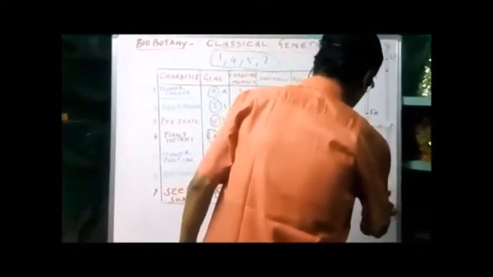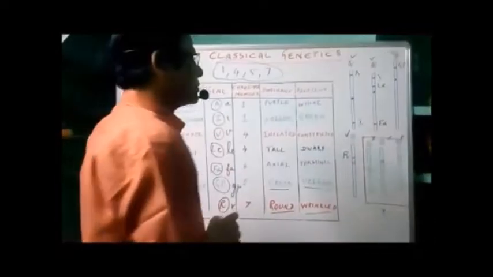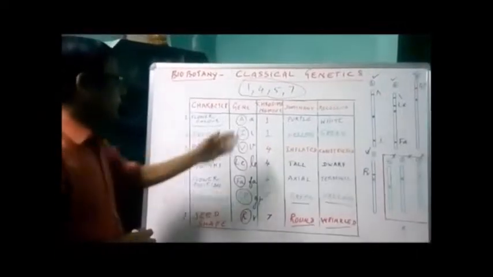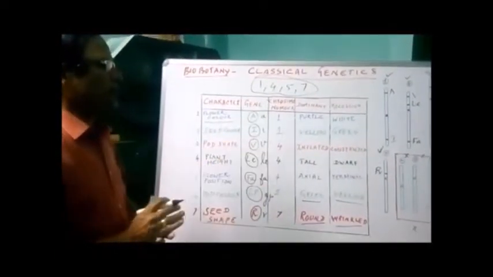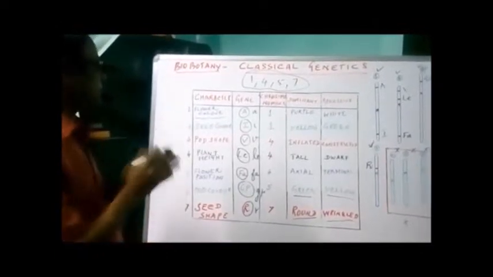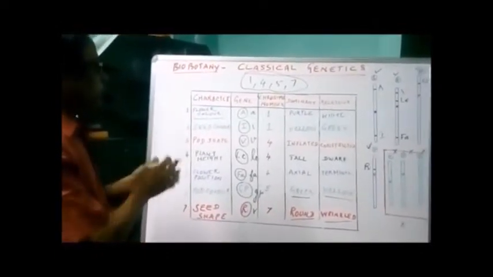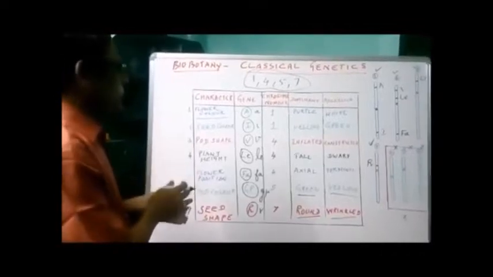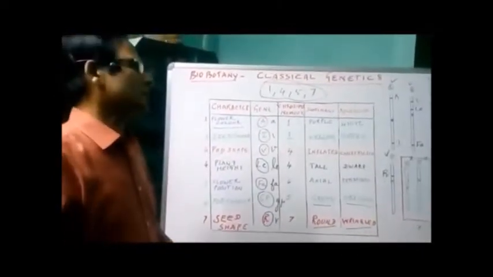I represented them in green color. So these are 3 chromosomes without any of these genes in them. They may have genes for some other characters. So this is the whole table: the character, the gene, dominant gene, recessive gene, the chromosome number where they are located, then the dominant character and recessive character.